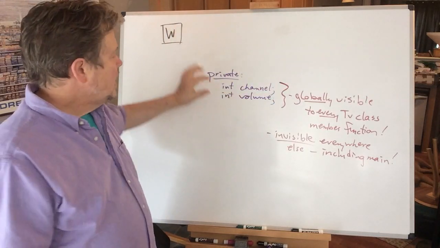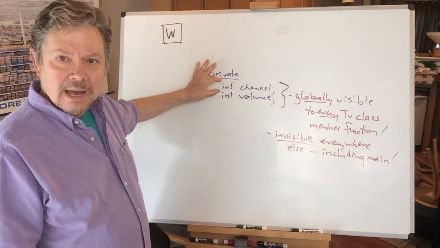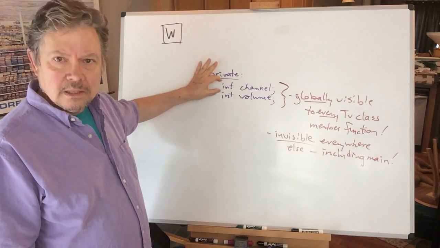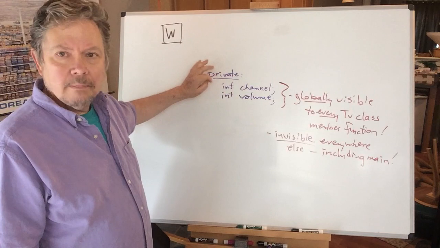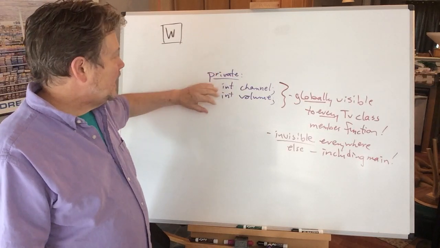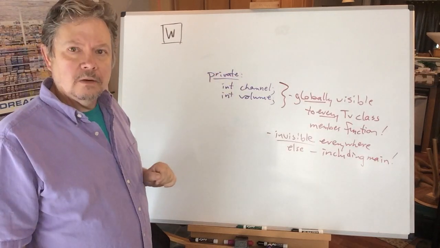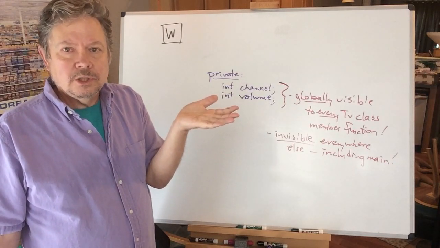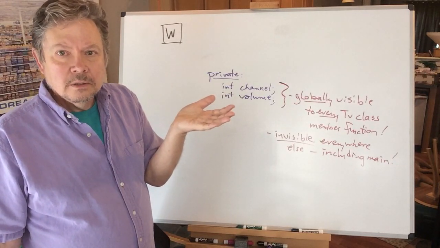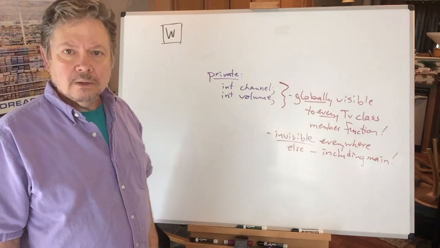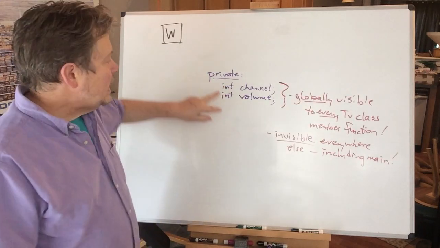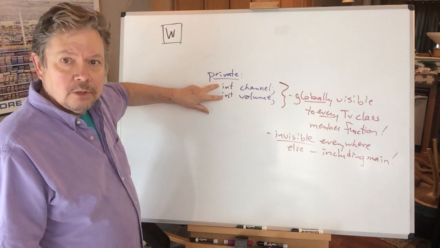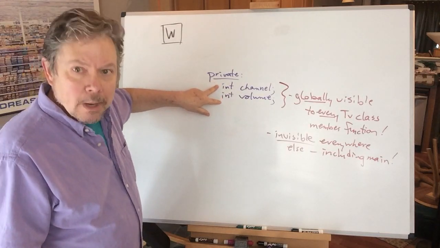Even worse, if I put this outside of the class and everybody can see it, even if I put it at the top of the CPP file, or outside this class declaration in the header file, if there's only one channel variable, then there's only one channel that all the TV objects share. And that's pretty useless. All the TVs have to be the same channel. We don't want that. We want every TV object to have its very own channel, its very own volume, and nobody else can touch it.